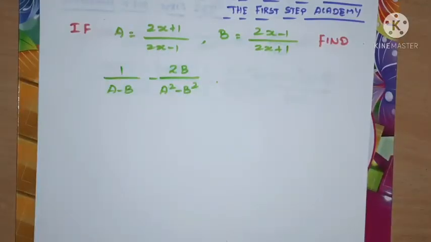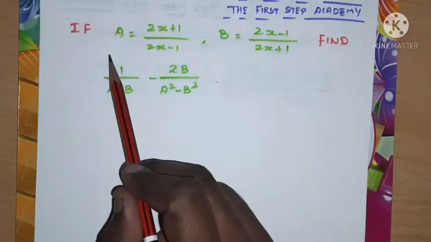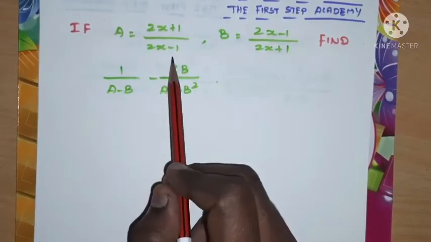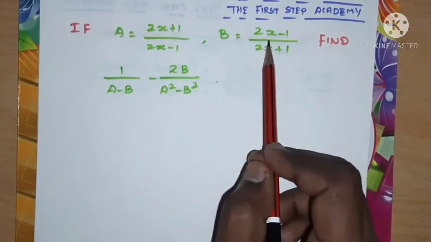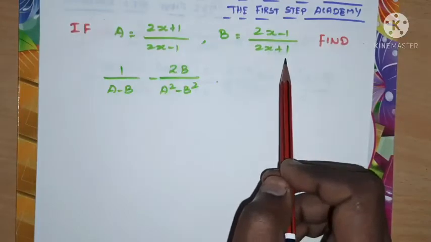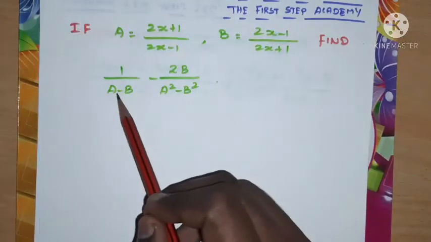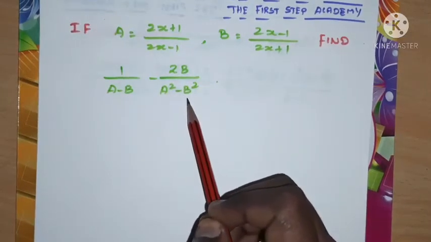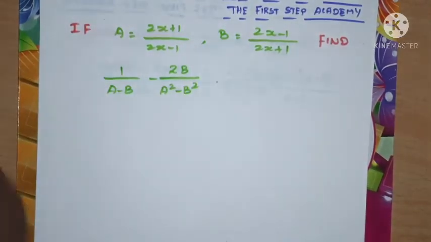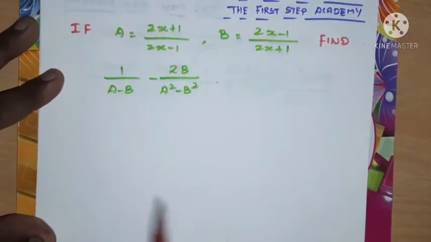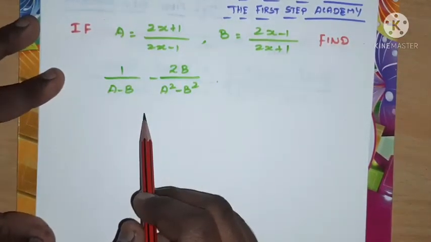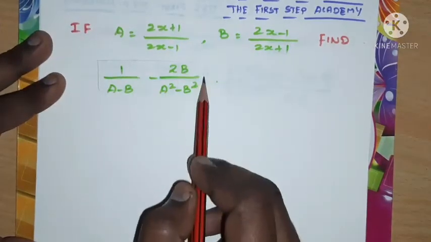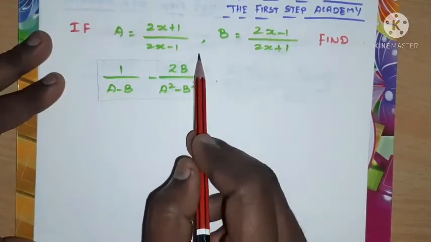Okay, the problem here is: if a is equal to (2x + 1) divided by (2x − 1), and b is equal to (2x − 1) divided by (2x + 1), find 1 by (a − b) minus 2b by (a² − b²). Right, this is the problem. So now we are going to find the value of 1 by (a − b) minus 2b by (a² − b²). So we are not going to directly substitute a and b values over here, right?